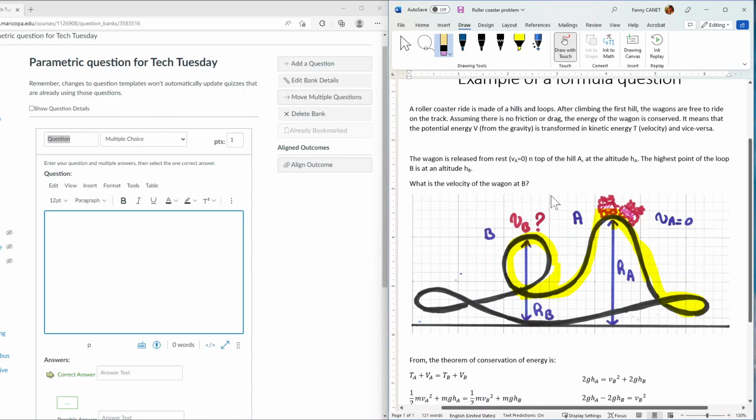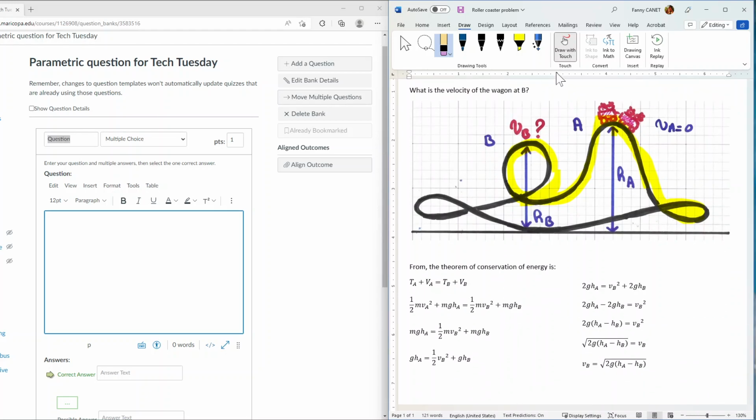So how do we solve that? We could give all the students HA equal 30 meters and HB equal 20 meters, or we can give them randomized numbers. And we need to find VB in terms of HA, HB and VA. VA is 0, but in terms of those three. So how do we solve that? Very fast, just to show you the steps.